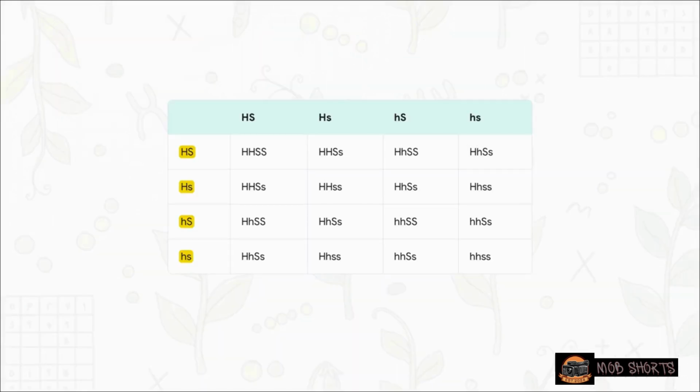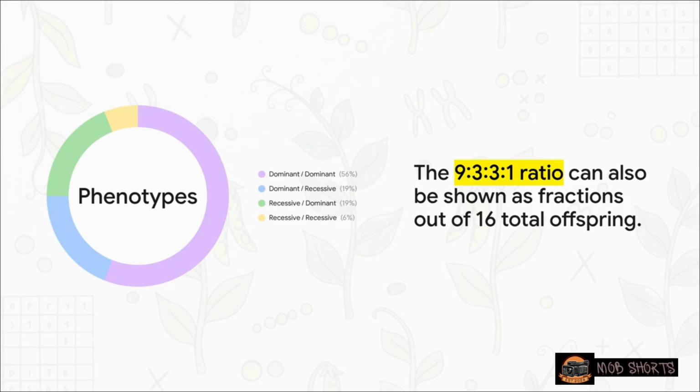And when you see it all color-coded like this, the pattern just jumps out at you, doesn't it? That classic 9 to 3 to 3 to 1 ratio. It's not magic, it's not random. It is the predictable result of pure probability at work. Let's think about it in terms of probability, because that's really what this is. Out of 16 possible outcomes, you have a 9 in 16 chance of getting an offspring with both dominant traits. You have a 3 in 16 chance for each of those mixed combos, and of course that super rare 1 in 16 chance of getting the double recessive.